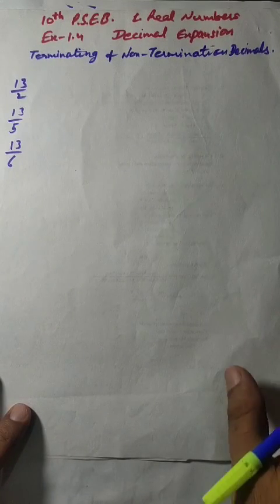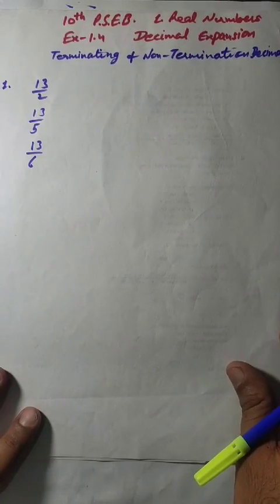Good morning, dear students. Today we are going to study exercise 1.4, which deals with the decimal expansions of real numbers, chapter 1 of the 10th class of Punjab School Education Board. In this exercise, we'll try to understand what are terminating and non-terminating decimals. Let us try to understand this concept with the help of examples.